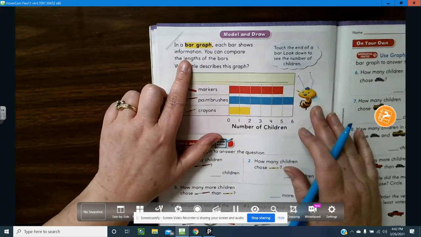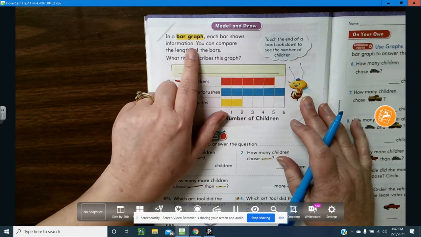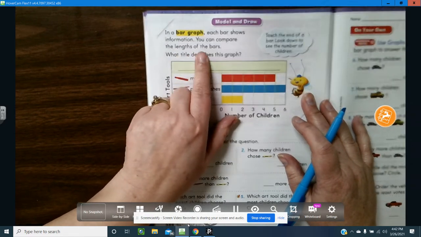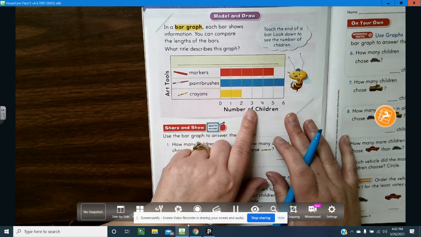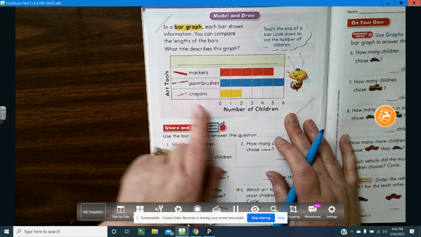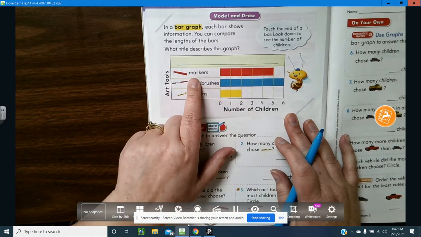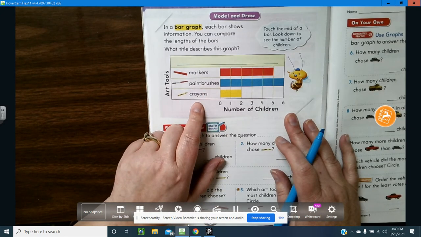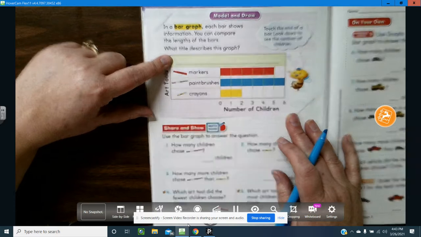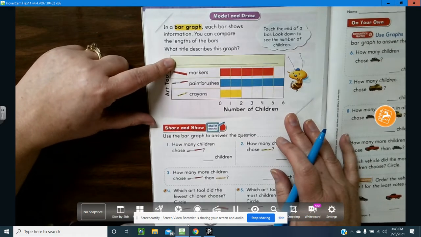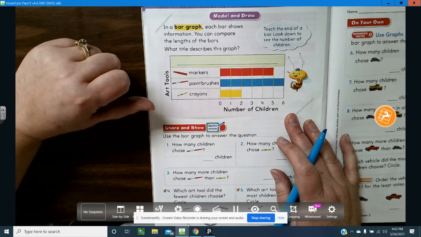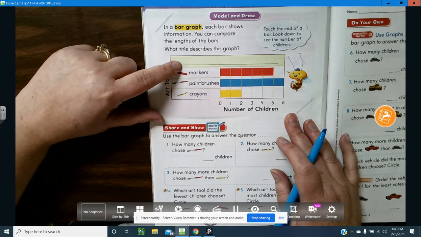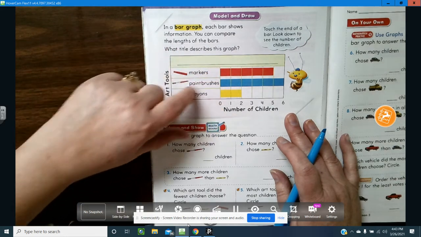In a bar graph, each bar shows information. You can compare the lengths of the bars. What title describes this graph? So here we see art tools here and how many children here: markers, paintbrush, and crayons. So what would be a good title for this? Maybe how many children have art tools? Or children with art tools?